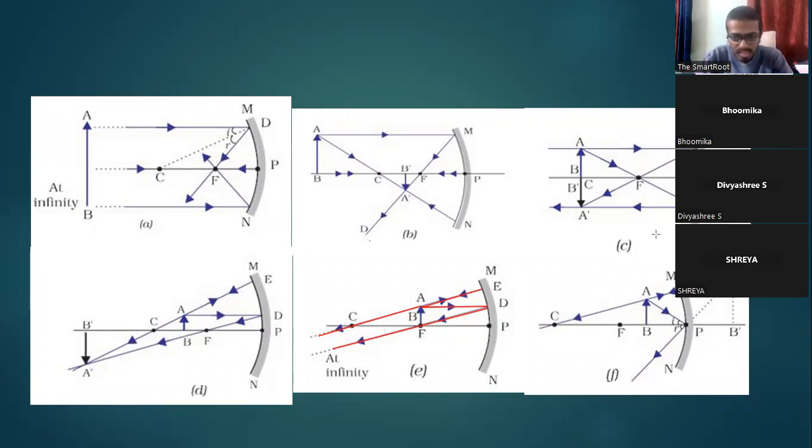The same thing is again happening when I'm keeping it between the pole and the focus. Pole is what? Pole is the center of the mirror, right? If I'm keeping it between the focus and the pole, then also it is coming like that only.